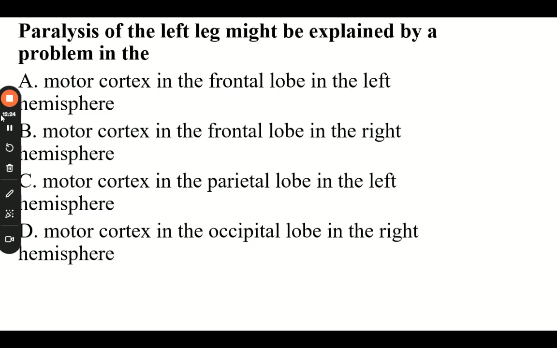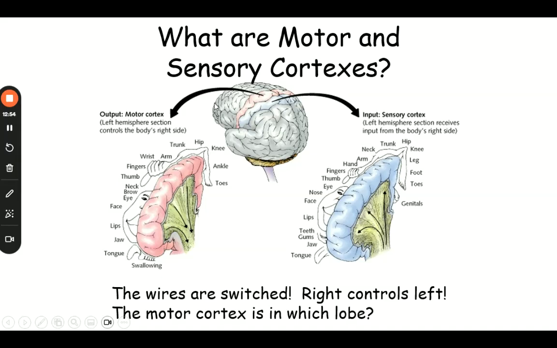All right. Hit pause, take your time. The answer is, all right, so you have to know the motor cortex. They all say motor cortex. You got to know it's in the frontal lobe, so that rules out C and D. Now it's left leg, so that means it has to be in the right hemisphere. Right hemisphere means right side of the brain. Left hemisphere means it's on the left side of the brain. Okay, so keep that in mind. Your left hemisphere is on the left side, right hemisphere is on the right side.